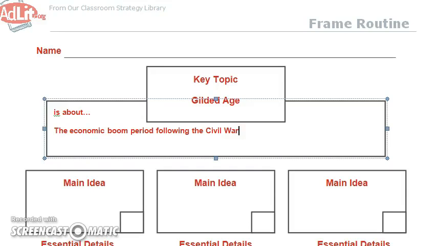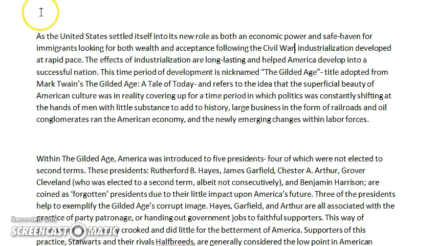Okay, today we're going to be taking a look at the framing routine. First, let's read the introduction paragraph. I've chosen an article about the Gilded Age to read and then work on the main points.